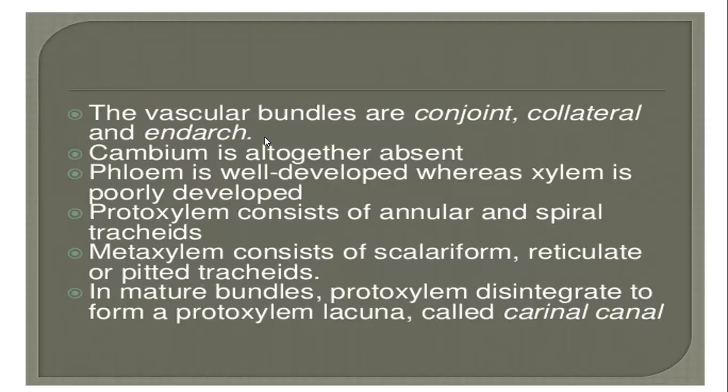Now, the vascular bundles are considered to be conjoint, collateral and endarch. That means both the xylem and the phloem lie together. We call them conjoint and collateral. Cambium is absent. As I told you, these are the primitive vascular cryptogams. Phloem is well developed, whereas xylem is poorly developed. Protoxylem consists of annular or spiral tracheids, and metaxylem is made up of pitted tracheids.